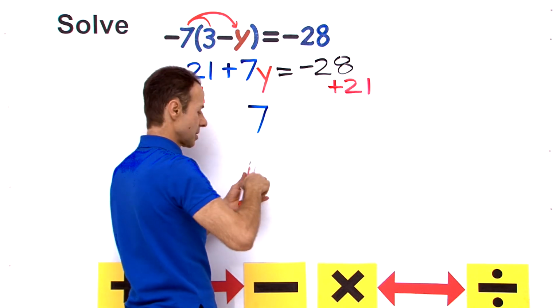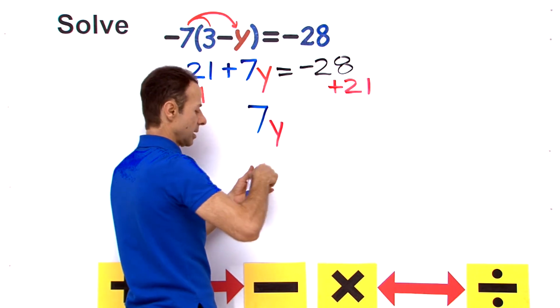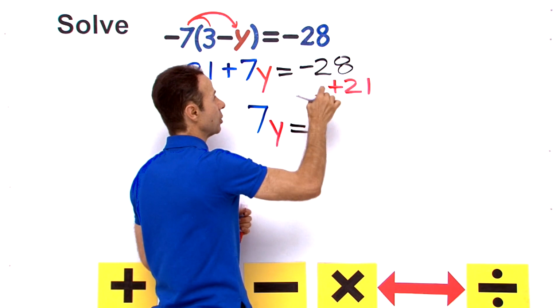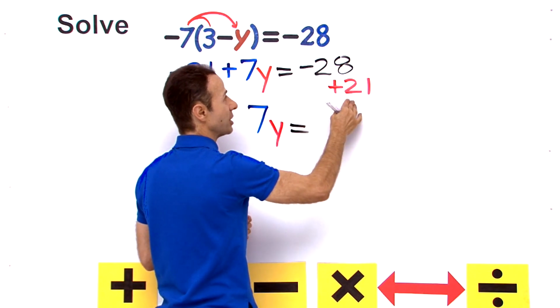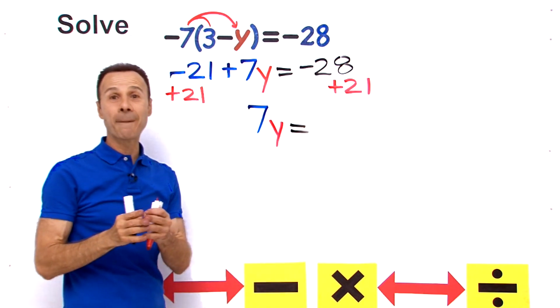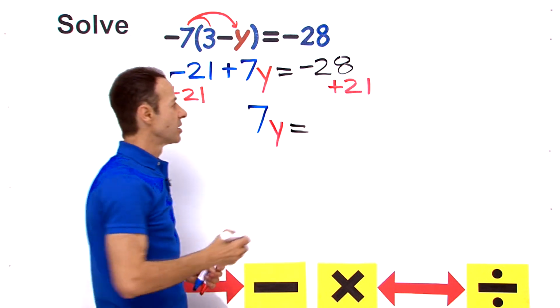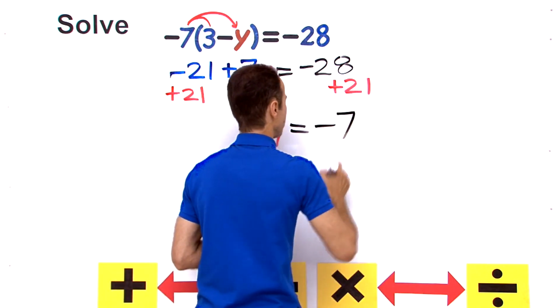We've got 7y, and that equals, let's have a look here, -28 plus 21. It's the same as 21 minus 28. It's going to be negative, so that's going to be a -7.